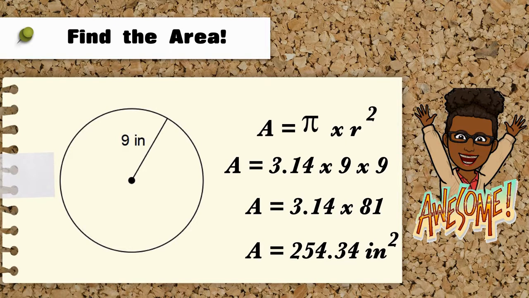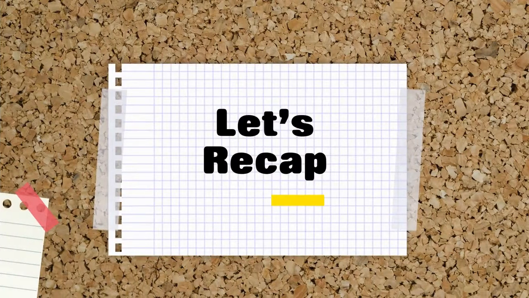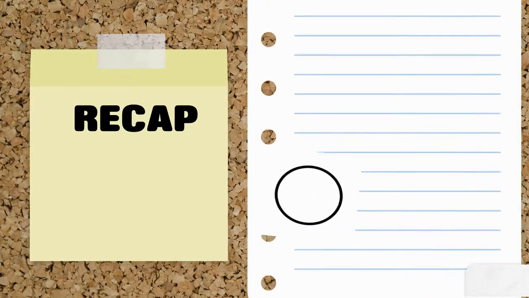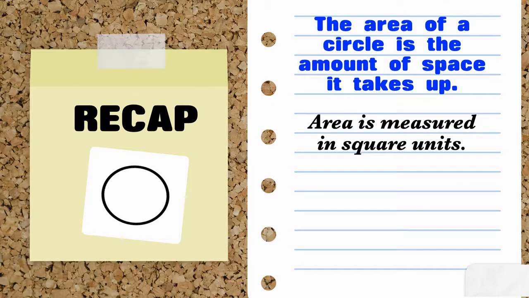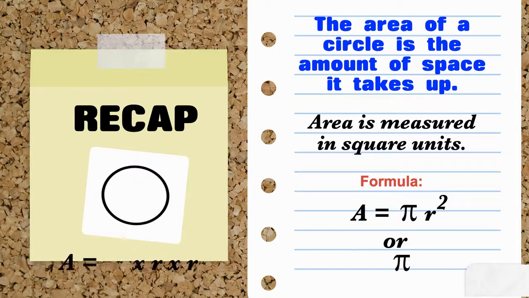So let's do a quick recap now. Let's remember, the area of a circle is the amount of space that the circle takes up. We know that area is measured in square units, and there is a particular formula that we use for the area of a circle. We can say that the area is pi r squared, or that's the same as saying pi times r times r.